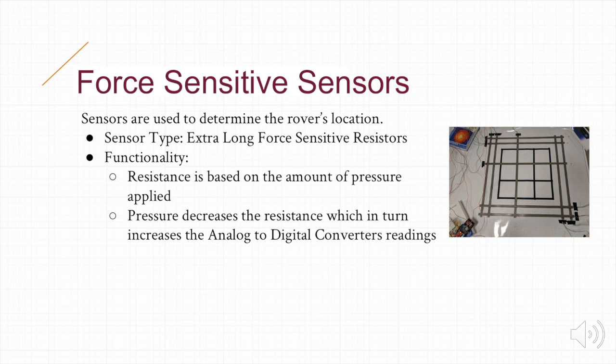One is connected to the PIC's 5-volt input, and the other to a pull-down resistor, which is connected to ground. The connection point between the pull-down resistor and the force-sensitive resistor is then wired to one of the analog inputs on the PIC. The sensor's resistance is based on the amount of pressure applied to them. So when the rover drives on top of one of the sensors, the resistance will decrease, which in turn increases the analog to digital converter's reading. The analog to digital converter was configured to support multiple analog input readings using ADC scan mode.